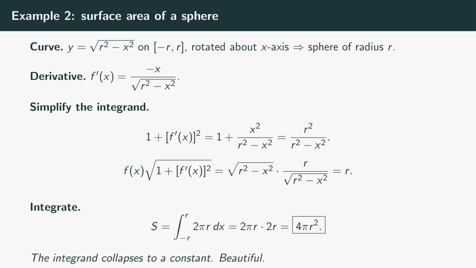Notice the geometric content of the simplification. The radius of the band at position x is small near the poles, where the absolute value of x is close to r, and large near the equator. But the slant factor goes the other way. The curve is steep near the poles, large slant, shallow near the equator, slant near 1. The two effects exactly cancel. A perfect geometric balance. That's why the integrand is constant.